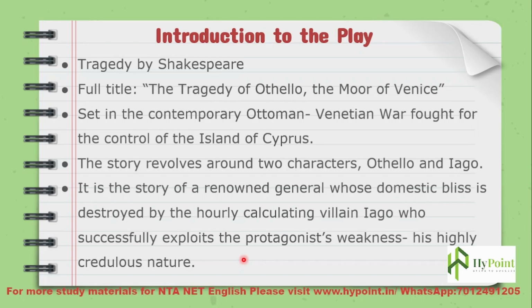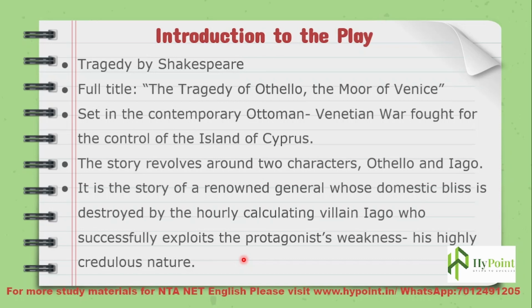Okay, so what is the tragic flaw? According to Aristotle, there should be a hamartia. A tragic flaw must be there in a tragic hero in order for the tragedy to happen. So for Hamlet, it was procrastination. For Macbeth, it is the desire for power. For Othello, it is his highly credulous nature.